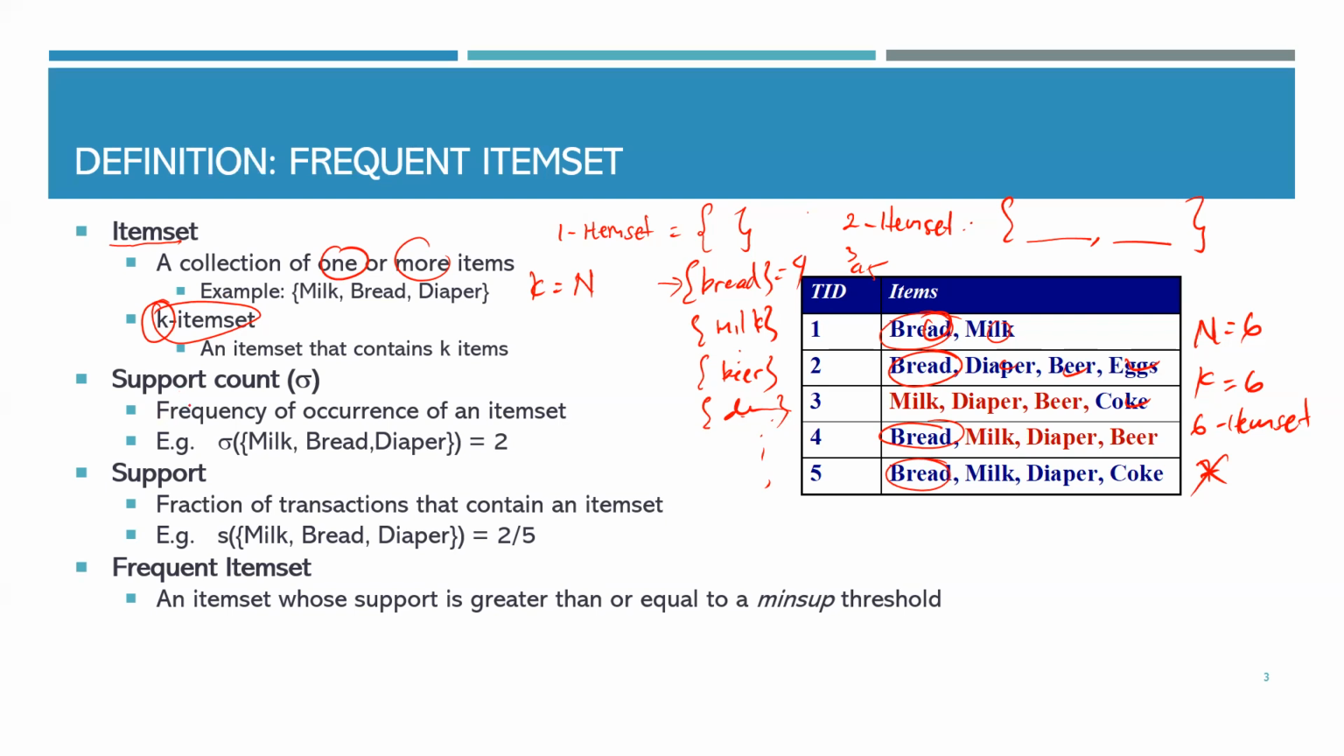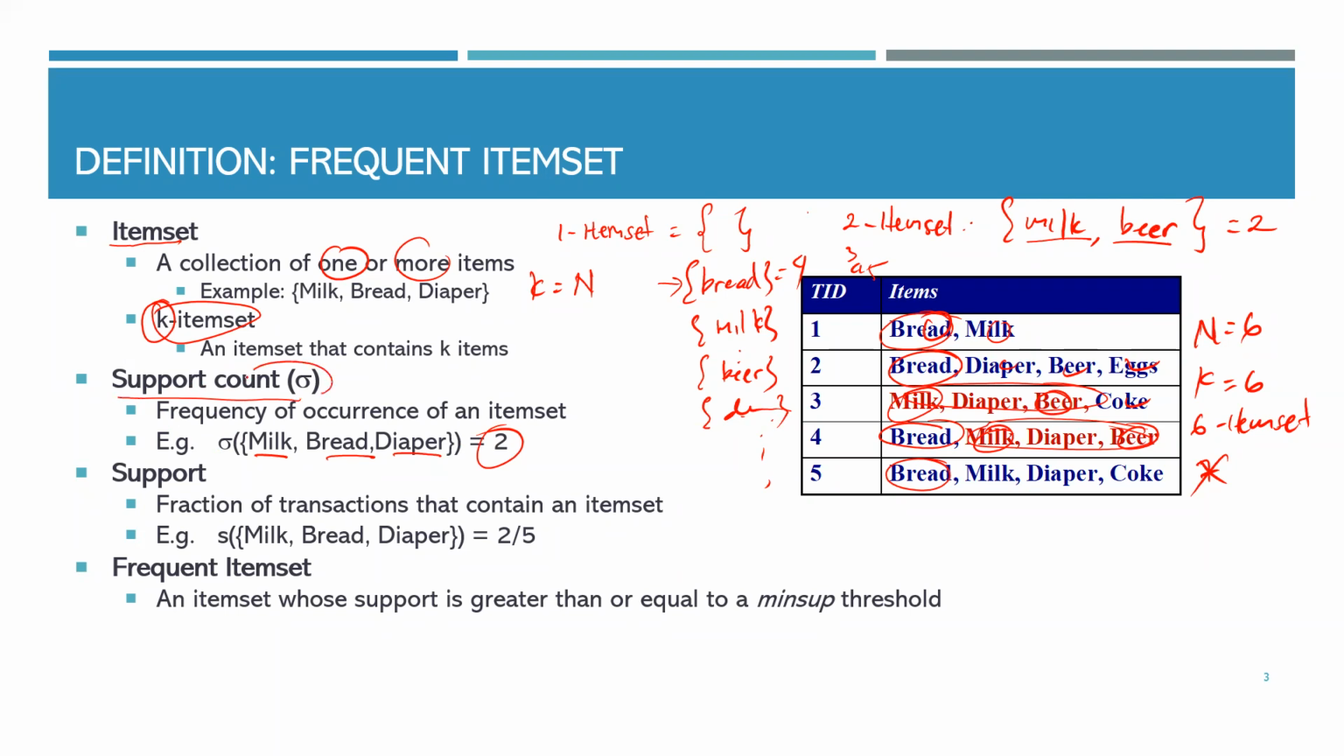How about, for example, milk and beer? We find how many transactions include milk and beer. This one is only milk, this is only beer, but the third one has milk and beer, that's 1, and the fourth one also has milk and beer, that's 2. Only 2. So the support count for the 2-itemset milk and beer is 2. Also for milk, beer, and diaper, we see how many transactions include all three: 1, 2, only 2. So the support count is this frequency.